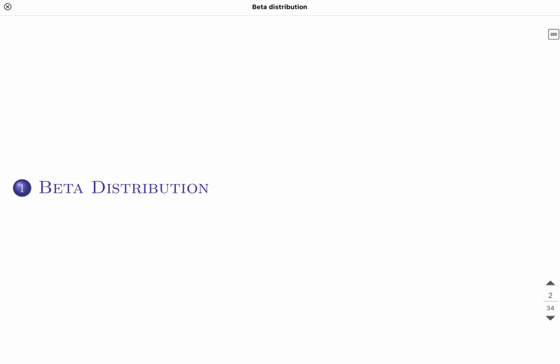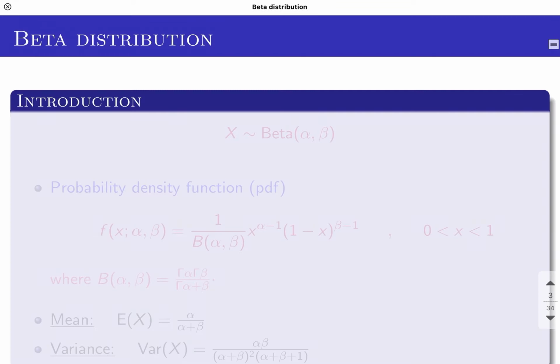So we start with just a brief introduction of the beta distribution. Suppose we have the random variable x, which follows a beta distribution with alpha and beta, and notice that alpha and beta are both greater than 0, positive shape parameters. Then the probability density function, PDF, of this distribution is as follows.